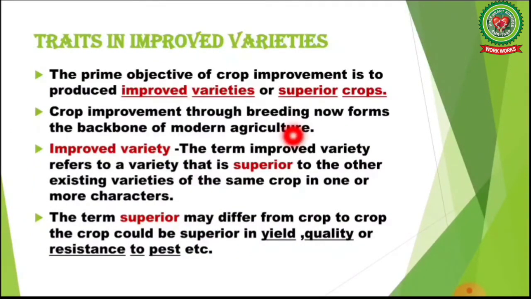Various traits in improved varieties. The prime objective of crop improvement is to produce improved varieties or superior crops. Crop improvement through breeding now forms the backbone of modern agriculture. Improved variety: the term improved variety refers to a variety that is superior to the other existing varieties of the same crop in one or more characters. The term superior may differ from crop to crop. The crop could be superior in yield, quality, or resistance to pest.